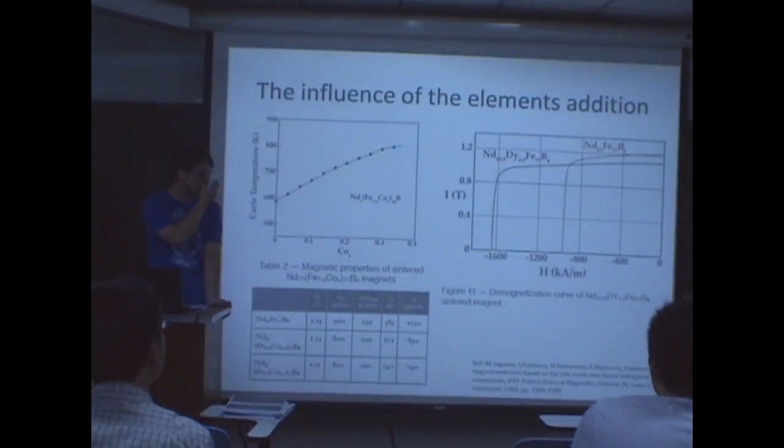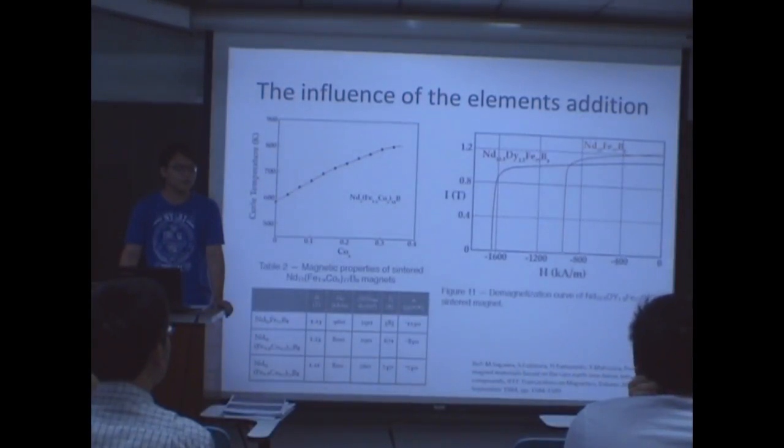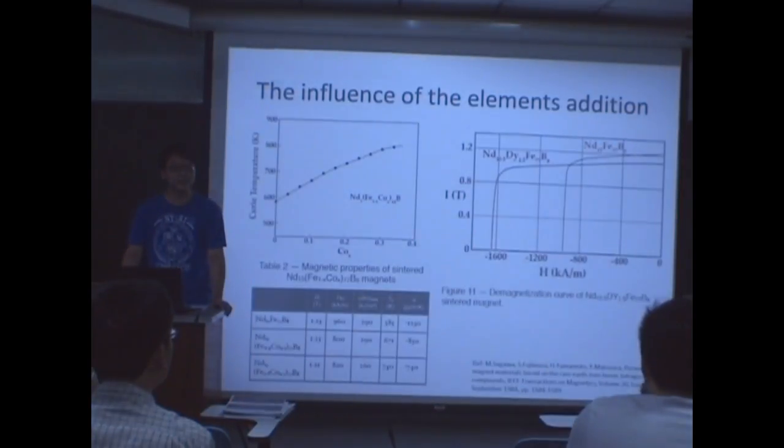Another example is dysprosium addition. You can find that dysprosium addition will increase the coercivity. In fact, element addition is just one way to improve the magnetic properties. So in the next part, my partner will talk about another way to improve magnetic properties.